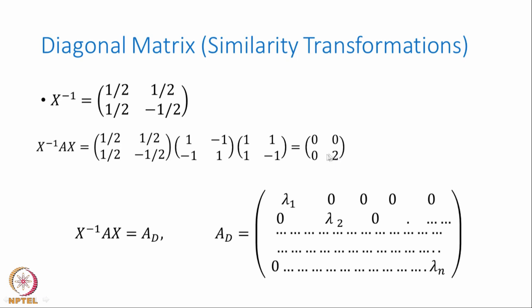So, what we found here is that once I have a matrix of eigenvectors, I have an original matrix A. Again remember, I am taking an n by n matrix.